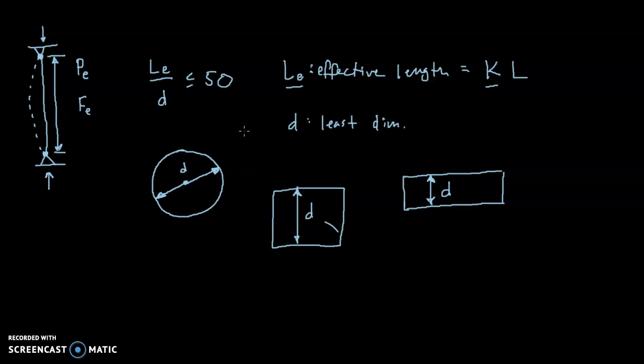Okay, so that's the very first step. We want to make sure that effective length divided by D does not exceed 50. Once that is established, we simply need to see about the allowable stress. The allowable stress for a timber column is equal to F sub C multiplied by C sub P.